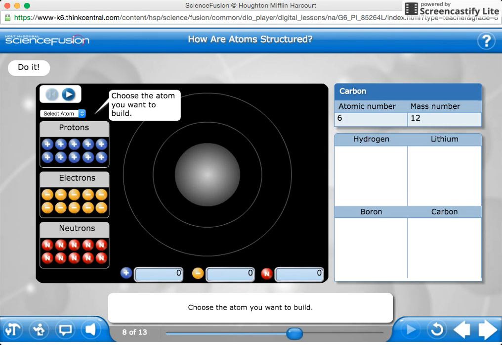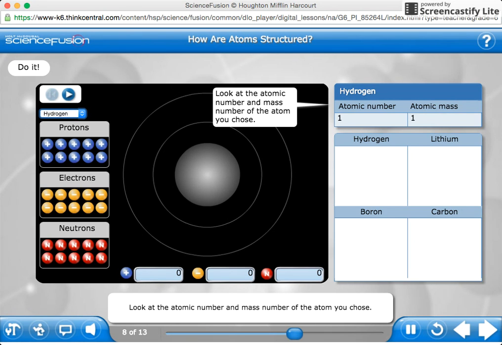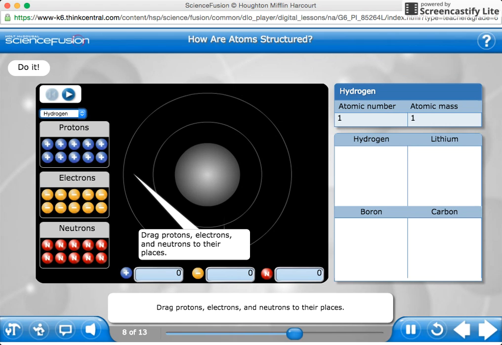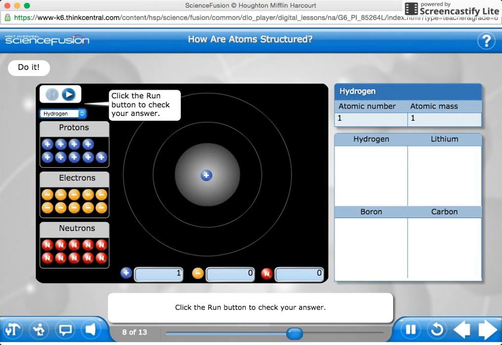The first step is to select the atom you want to build here. I'm going to build hydrogen. So then notice this chart changes. It tells me the atomic number and the mass number of a hydrogen atom. Atomic number, remember, is the number of protons. So atomic number is 1. I'm going to drag 1 proton to the center of the nucleus.